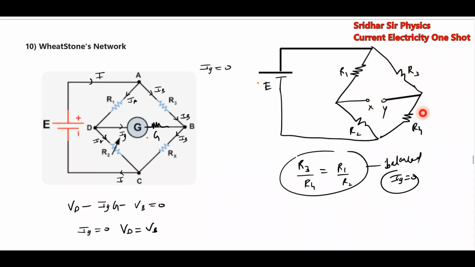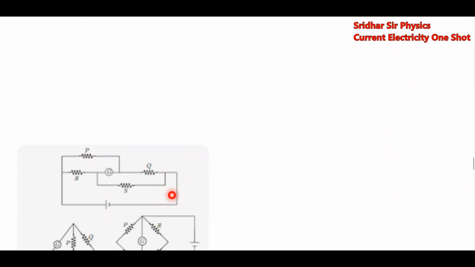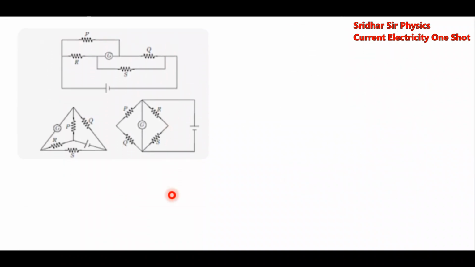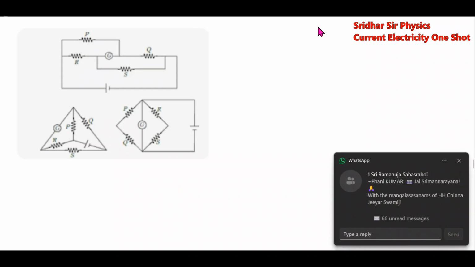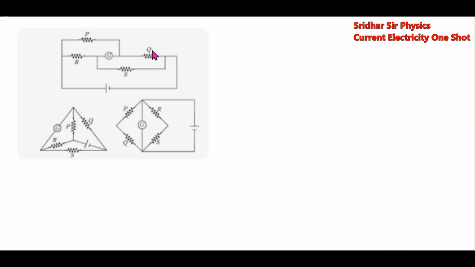Then there will appear simple series-parallel. The current will flow here, the current will flow here. All these are examples of the Wheatstone network. If the condition is met, you can remove this galvanometer.